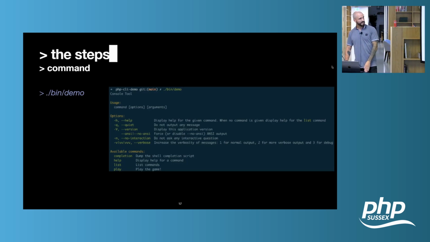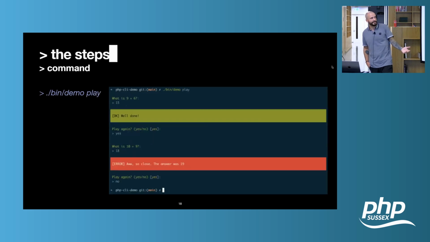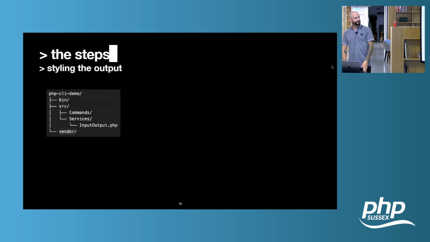As for the game, this is what it looks like by default, which I think is not too bad already, right? But then again, it's a game, so those messages like OK and error are a bit dry, right? And maybe we could add some emojis here and there as well, just to make it a bit more user-friendly. So let's see how we can do that. In order to style the output, what I'm going to do is extend the Symfony style class.